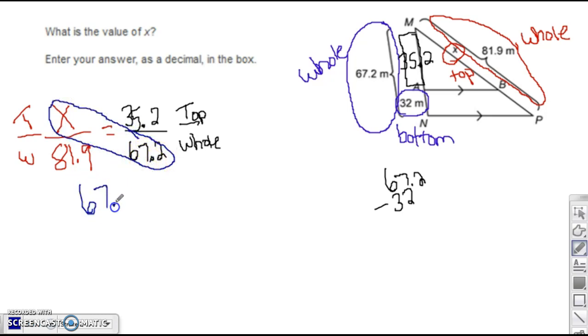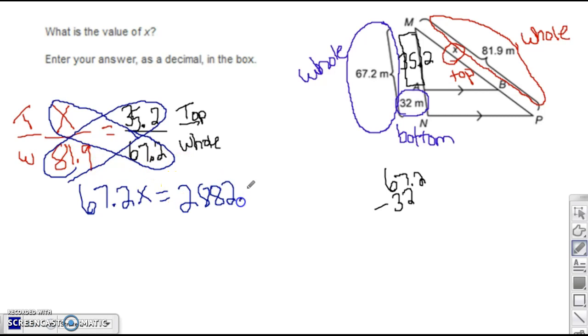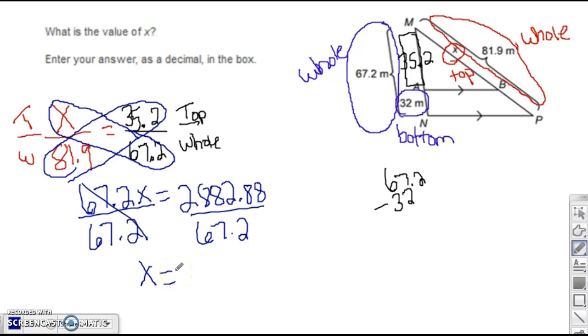67.2 times x is 67.2x. And 81.9 times 35.2 is, let's see, 2,882.88. And then I'm trying to solve for x, so I'm going to divide each side by 67.2. That way that would cancel, x is by itself, and let me type that into my calculator. So I got x equals 42.9. And the question does say, what is the value of x? So we are good to go. That is our answer.